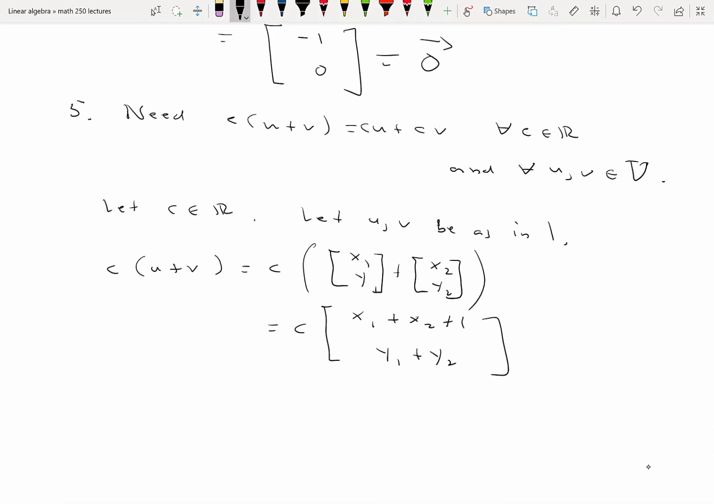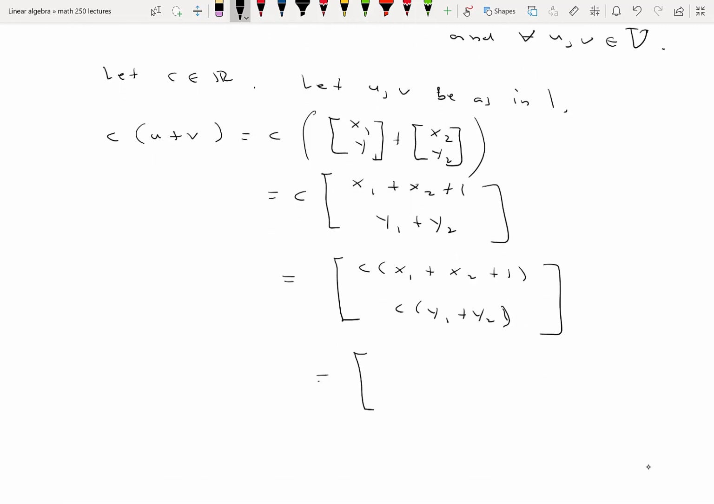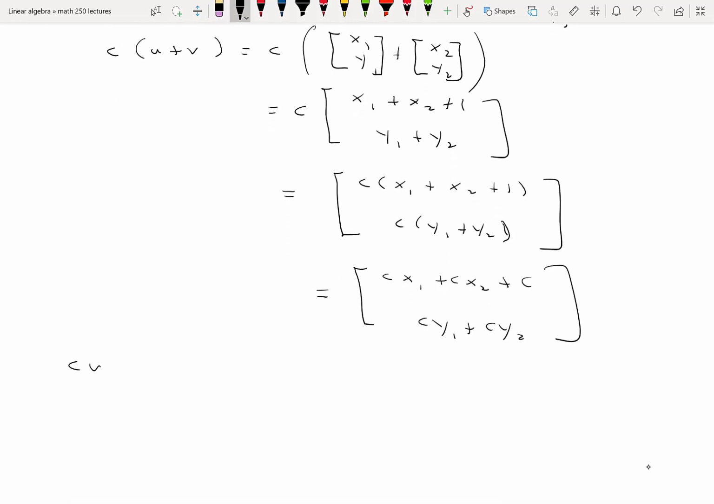Now, scalar multiplication is the same. Why? Because that's how the problem started. That's how we defined it. So this is just C times the first entry and C times the second entry. Okay. What does that equal? It equals the column vector whose entries are Cx1 plus Cx2 plus C, distributing, and Cy1 plus Cy2. So that's the left-hand side. Let's take a look at what the right-hand side has to look like. The right-hand side needs to look like Cu plus Cv.